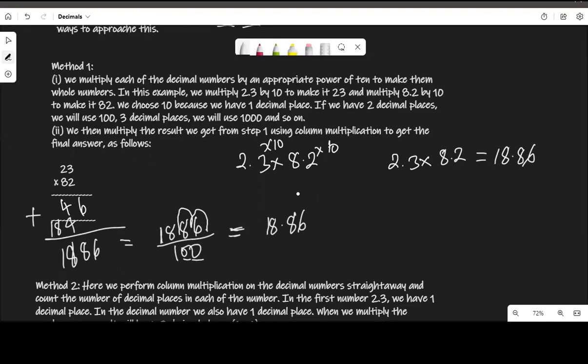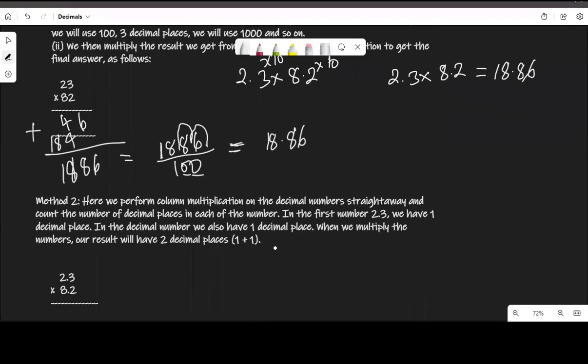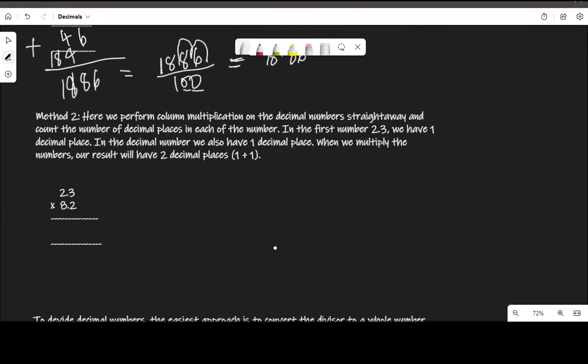So what we did here was first convert each of the decimal numbers to whole numbers by multiplying by the appropriate power of 10, and then multiply the whole numbers that we got. Then we return the whole number back to a decimal number by dividing it by the appropriate power of 10, which is 100 in that case, since 10 times 10 is 100. So that is one approach of multiplying decimal numbers.